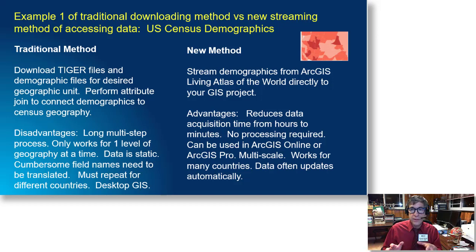The new method in this particular example is you stream the demographics from ArcGIS Living Atlas of the World directly into your GIS project, whether it's in ArcGIS Online or ArcGIS Pro. So you've got multiple software that it works with. It works for many countries around the world. The data often updates automatically. It's multi-scale, so as you zoom in, you see the census tracts and then the block groups, for example, and zoom out, you see census tracts and zip codes and counties as a US example.